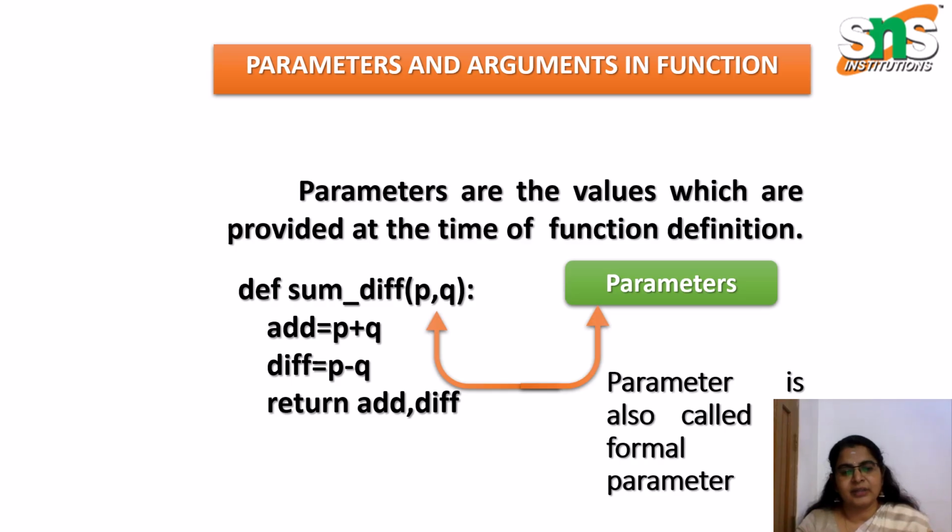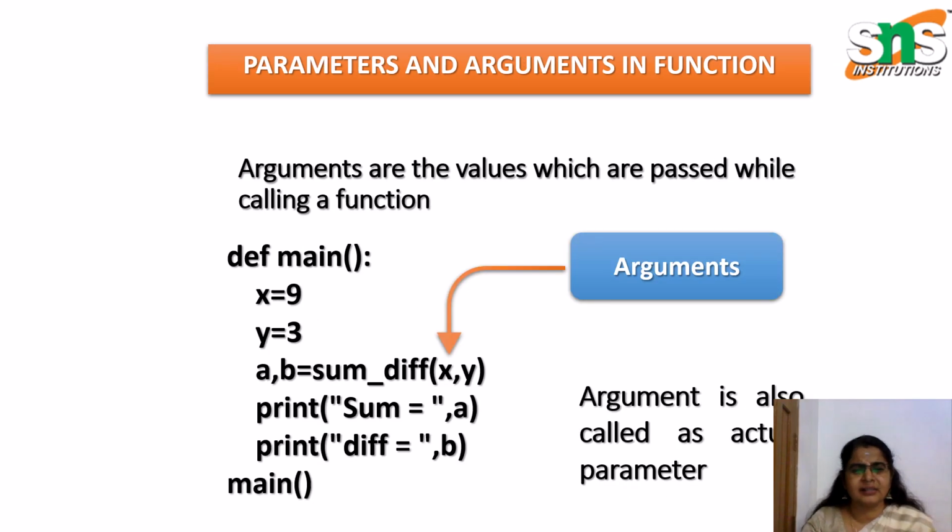Coming to the next, a parameter is also called a formal parameter, because if we are passing parameters to a function, that is a formal one here. And coming to the next, what are arguments here? Arguments are the values which are passed while calling a function. So arguments are nothing but the values we pass to a function that is to be called here.